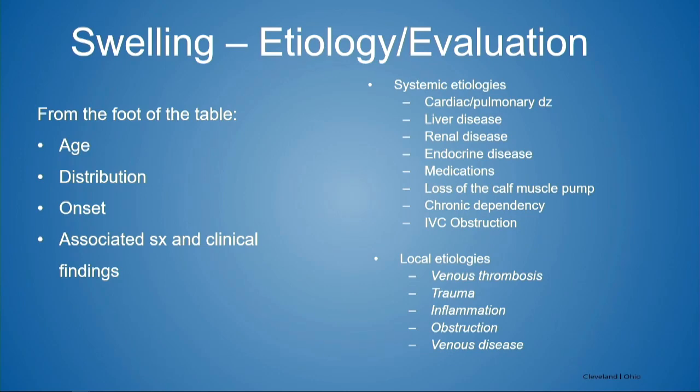If the distribution is bilateral, again, central or obstructive type processes, look at the onset. If it's acute, my differential is different than if this has been going on for a year or 2 years or 3 years. All of the associated clinical signs and symptoms are important.